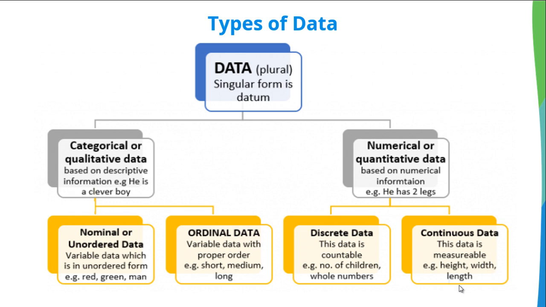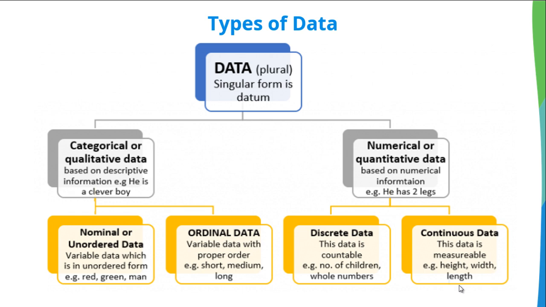Ordinal is variable data with a proper order, e.g., short, medium, long. One comes before the other, so there is an order in this case. For example, you can have educational level: high school, bachelor's, master's, PhD. This is ordinal. It has a proper order.